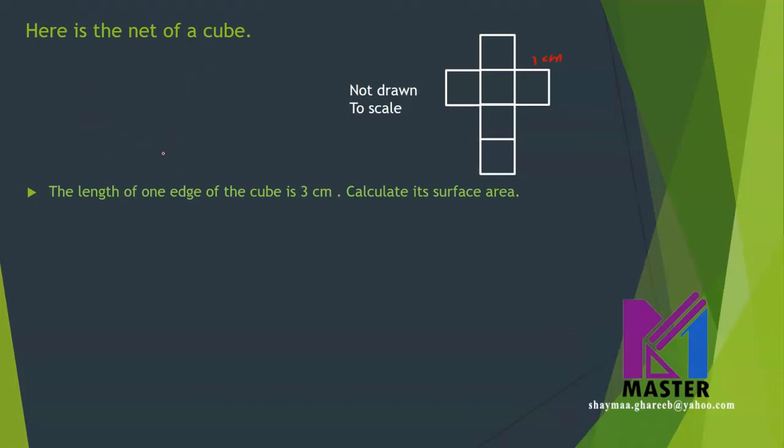Okay, so let's see how we can calculate its surface area now. We said the surface area of the cube, do you remember? What was the rule? The total area of all faces. This is the general rule for all the 3D shapes. So in order to get the total area of all faces, we need to know the area of one face. And one face is a square.